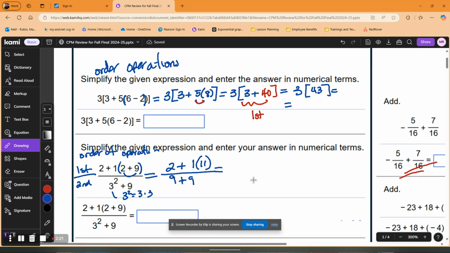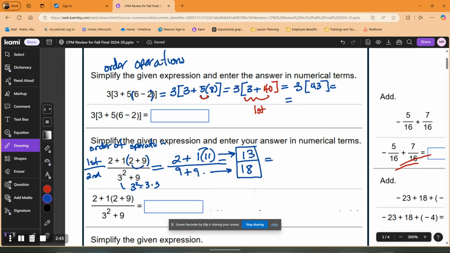1 times 11 is 11. 2 plus 11 is 11, 12, 13. 9 plus 9 on the bottom here is 18. So see, I just did all the top first and all the bottom. And at the end, I have 13 divided by 18. And I don't think I can simplify that, so I'm going to leave it as a fraction for my answer.